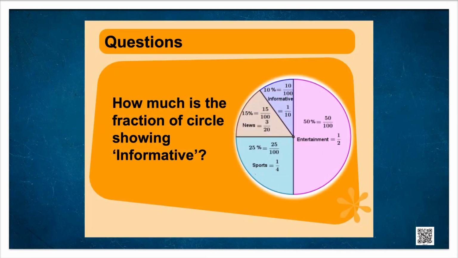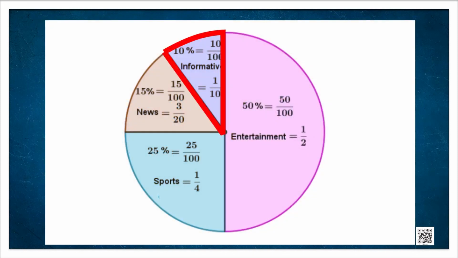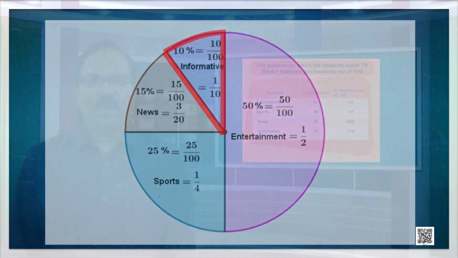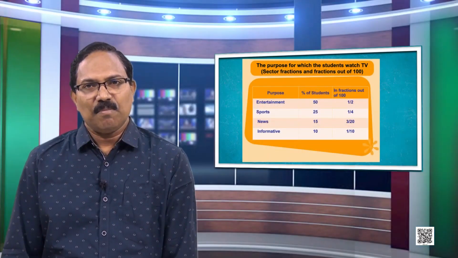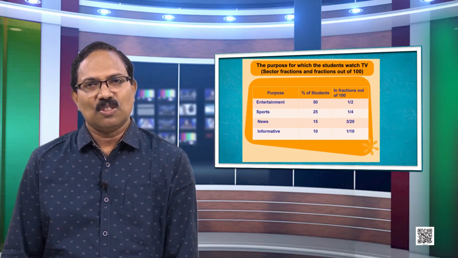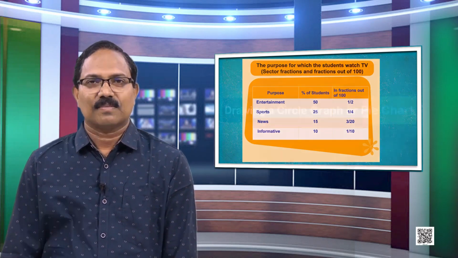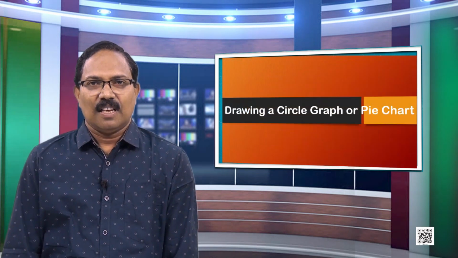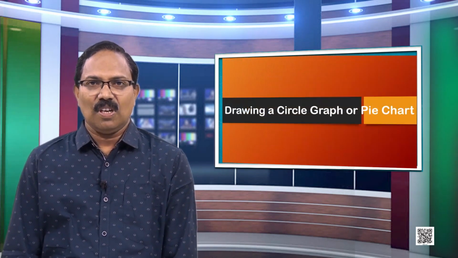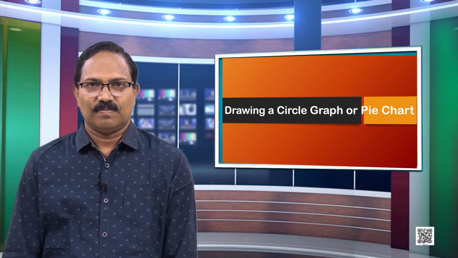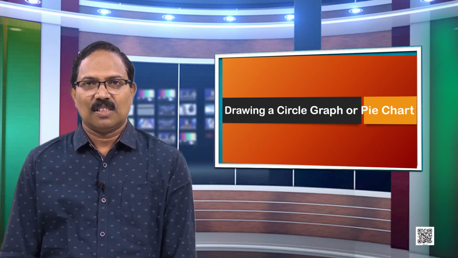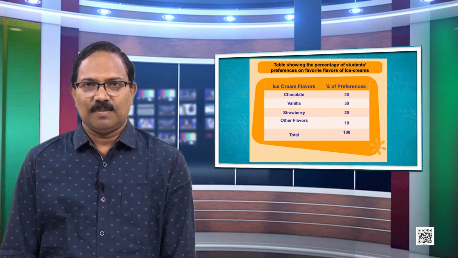How much is the fraction of circle showing informative? It is 10%. That is 10 divided by 100. So, it is 1 by 10th of the circle. Knowing about this is very much important when you want to draw a pie chart or circle graph. Students, look into the data given in the table.